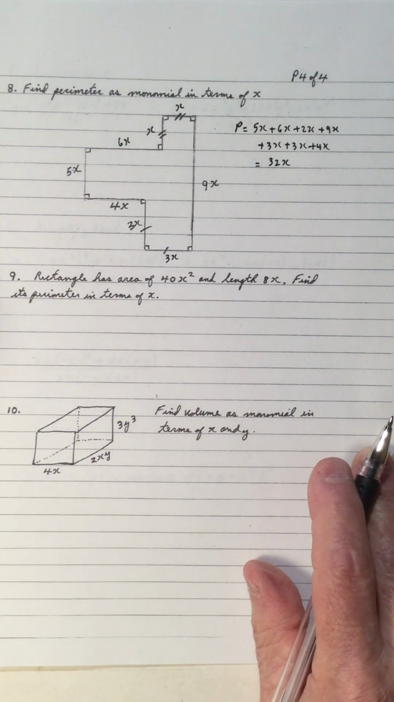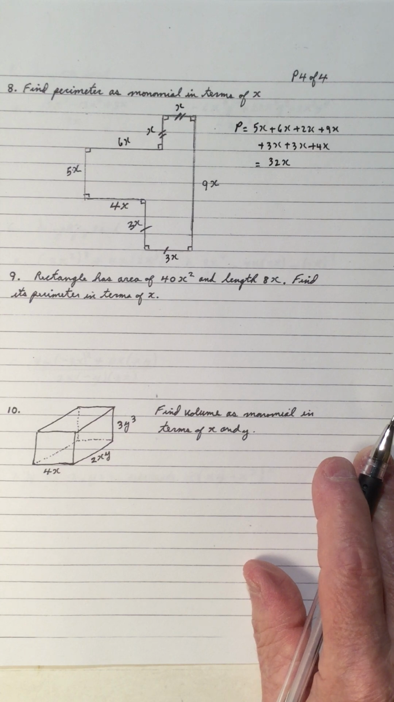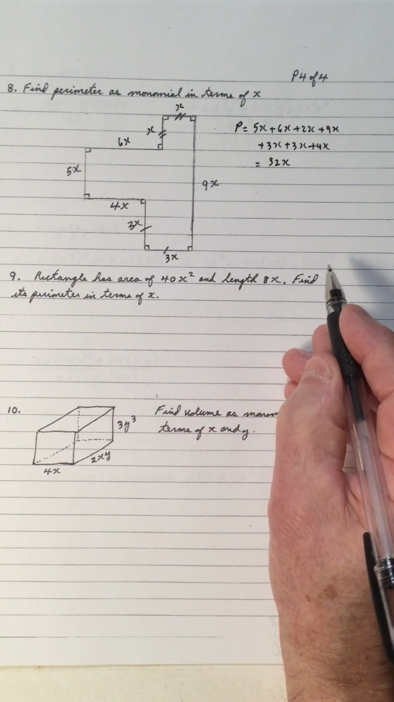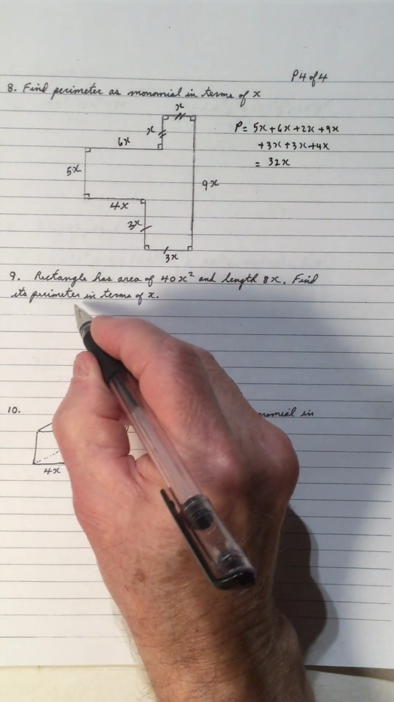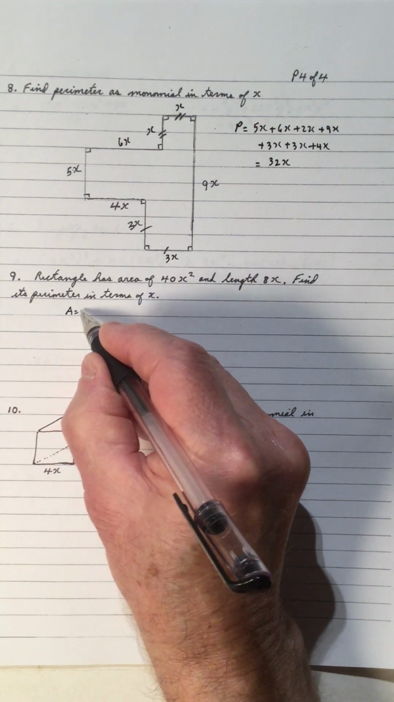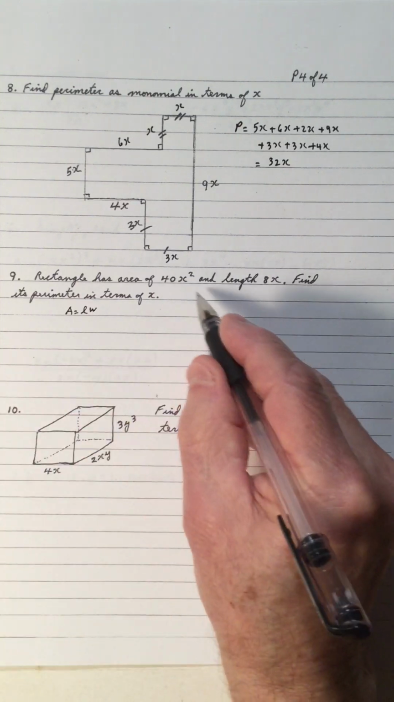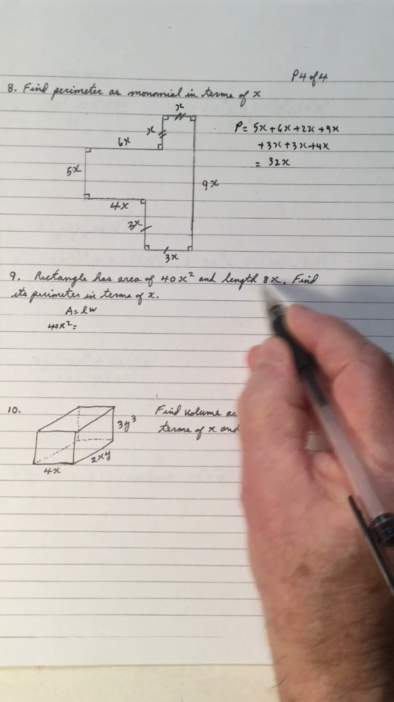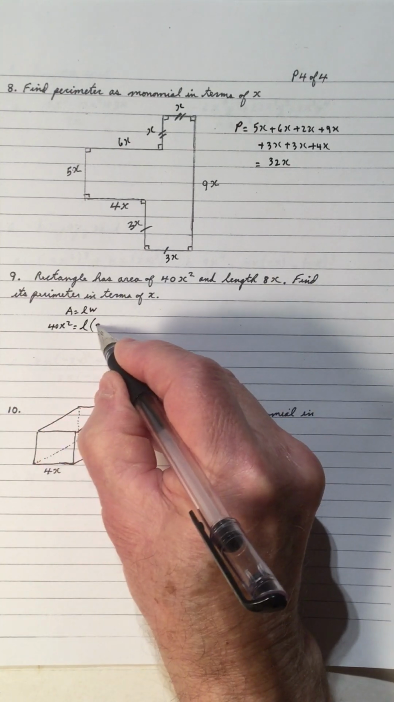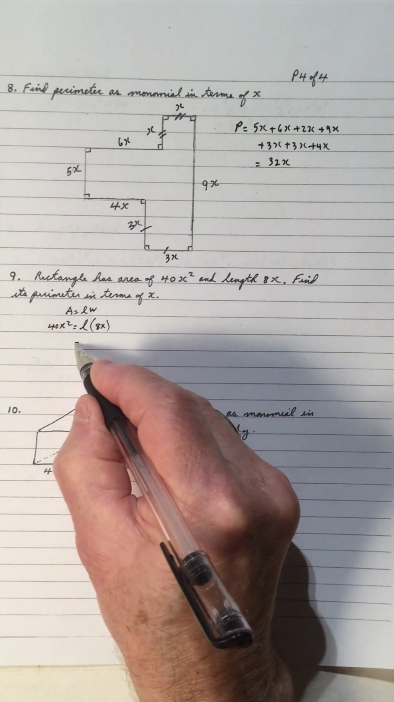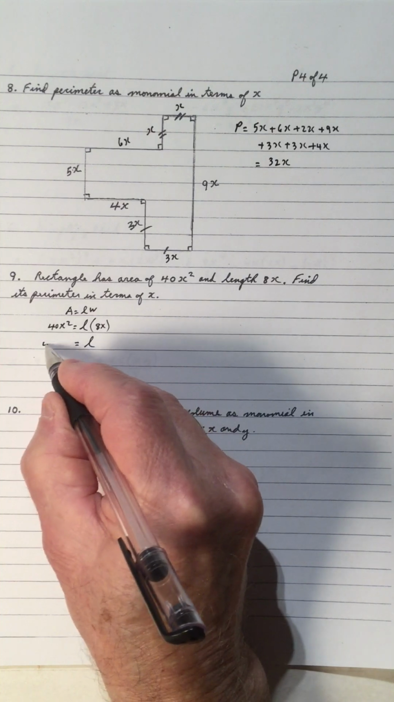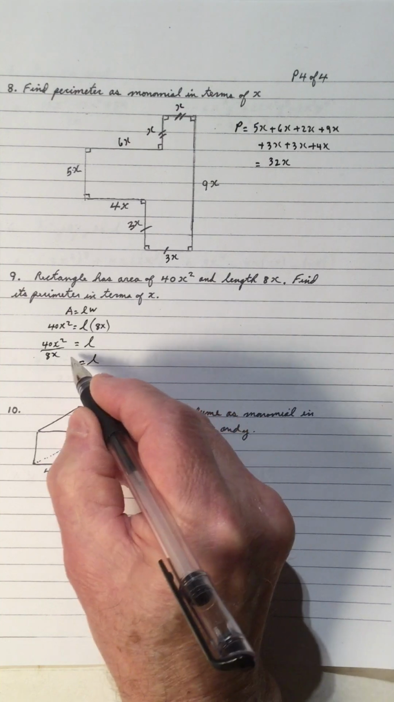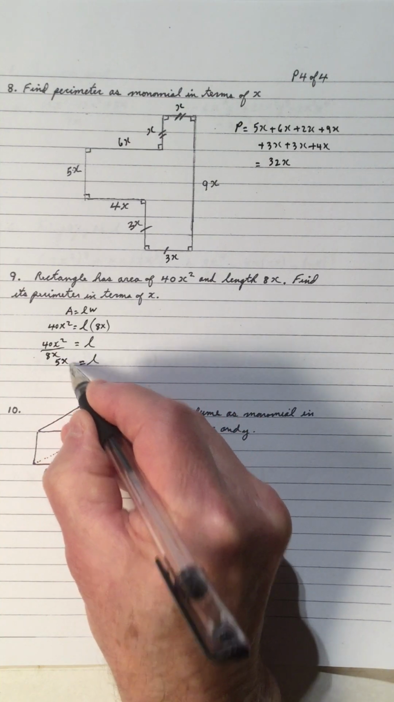Number 9, a rectangle has an area of 40x squared. The length is 8x. Find the perimeter in terms of x. So the area of a rectangle is length times width. The area is 40x squared. The length is 8x. So therefore, the width must be 40x squared divided by 8x. So the width must be 5x.